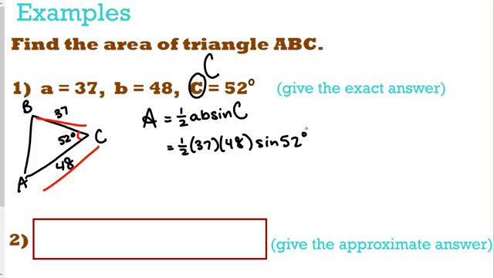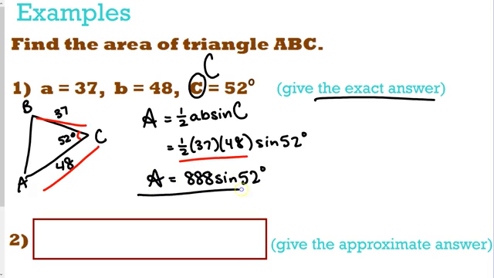Now notice that the directions for this problem say give the exact answer. So I'm not going to put sine of 52 in my calculator because that's not going to be exact, but what I can do and should do is multiply 1/2 times 37 times 48. We can simplify that much. That's 888. So our exact area is 888 sine of 52 degrees. That is exact and simplified, and I don't know the units. Maybe it's square inches or something. We weren't told.